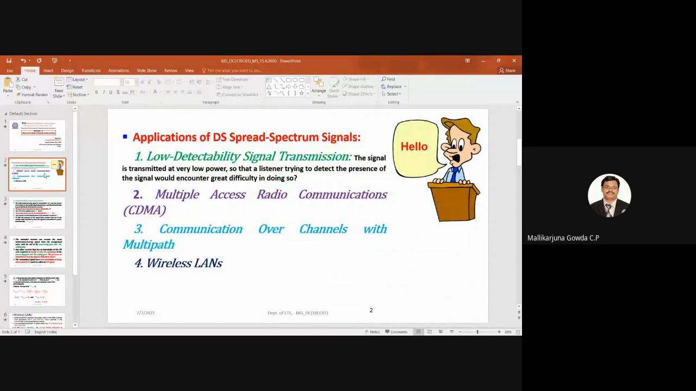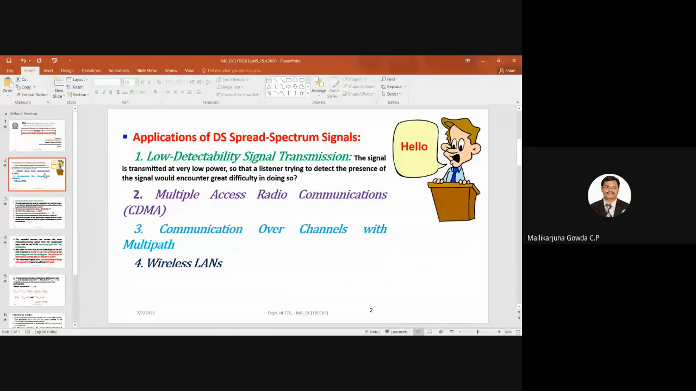So today we will discuss the applications of direct sequence spread spectrum signals. In that, the first one is low detectability signal transmission. That is the first one we are going to discuss. So here, what does low detectability signal transmission mean?